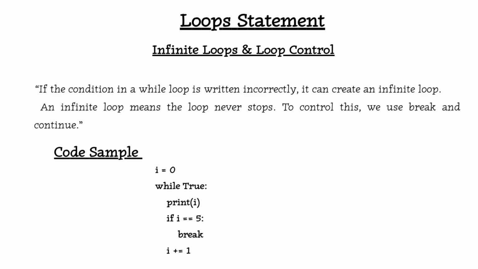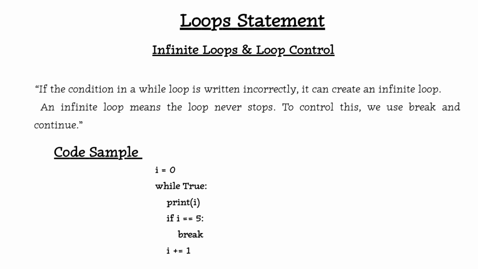Here on the screen I have written i equal to 0, while condition is true. I'm printing i inside the while loop. Then I'm using the comparison operator double equals: if i is equal to 5, then I'm breaking the loop at that stage. Then I'm also incrementing the value of i by 1.